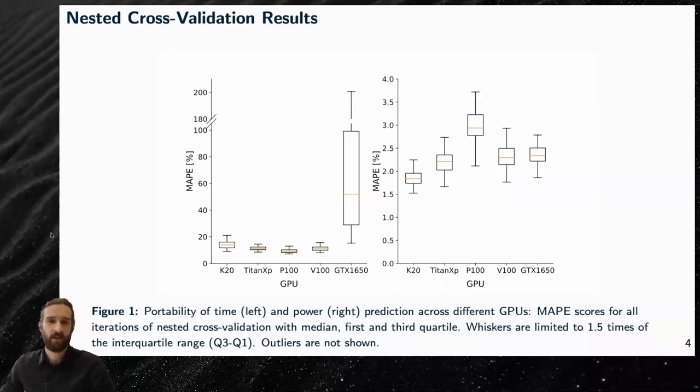For all the other GPUs, we are below 15%, and for the P100, we are even as low as 8.8%. For power prediction, we are much better, and we are below 3% for all GPUs, which makes us quite happy.